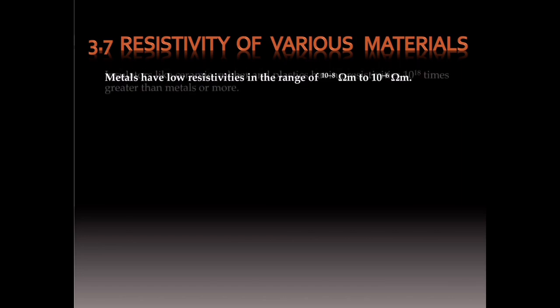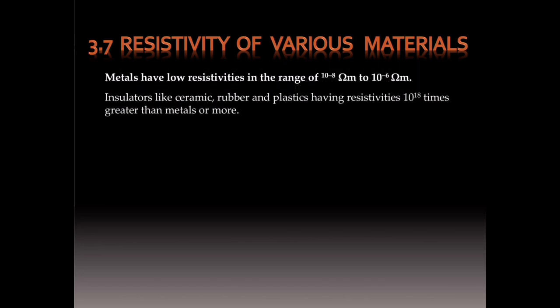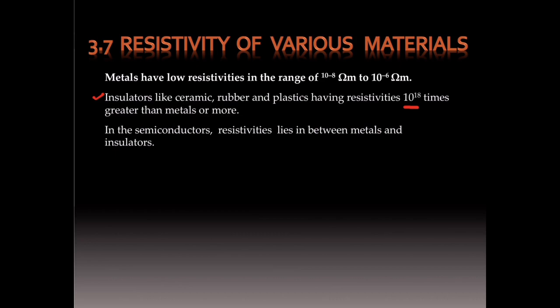Now topic 3.7, resistivity of various materials. We can differentiate materials based on resistivity. If a material has low resistivity, we call it a metal. If it has high resistivity, of the order of 10^18, we call it an insulator. And substances whose resistivity lies in between, 10^-8 to 10^18, we call semiconductors. So we can differentiate materials into metals, insulators and semiconductors based on resistivity.